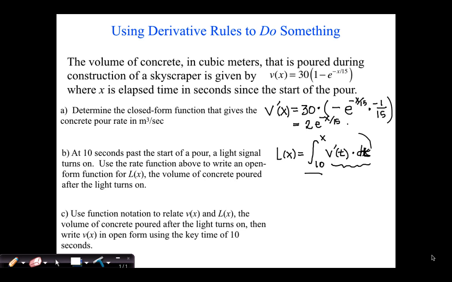All right, so L of x, the amount of concrete that has been poured since time 10, or starting at time 10 and going through mystery time x, can be expressed by this L of x function in open form. So how is L of x related to the original V of x? Are they exactly the same?